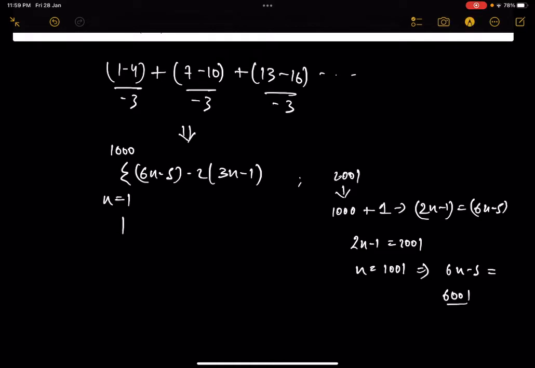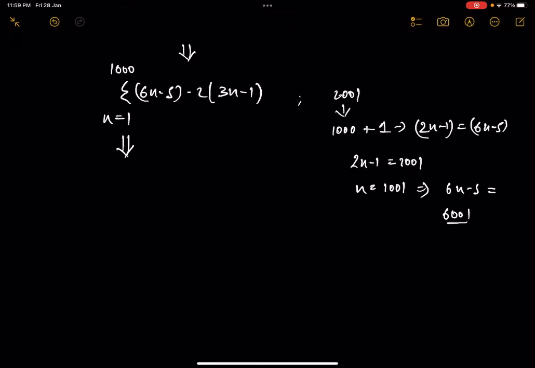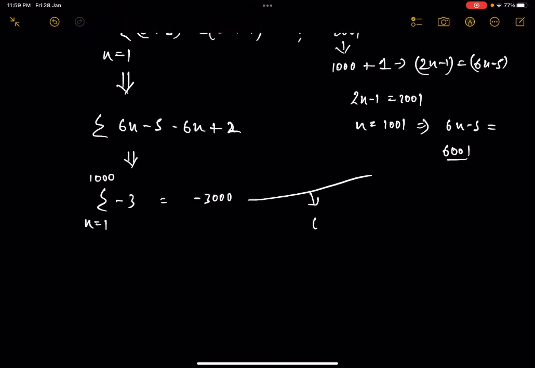So let's solve this summation first. So here we will get 6n minus 5 minus of 6n plus of 2, and that will be minus 3, n belongs to 1 to 1000, and that will be simply minus of 3000. So the answer will be 6001 minus of 3000, that will be 3001.